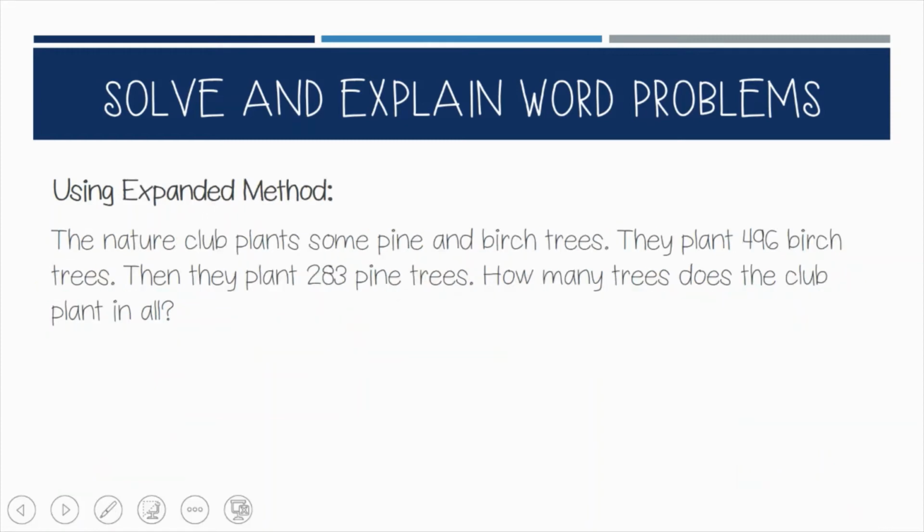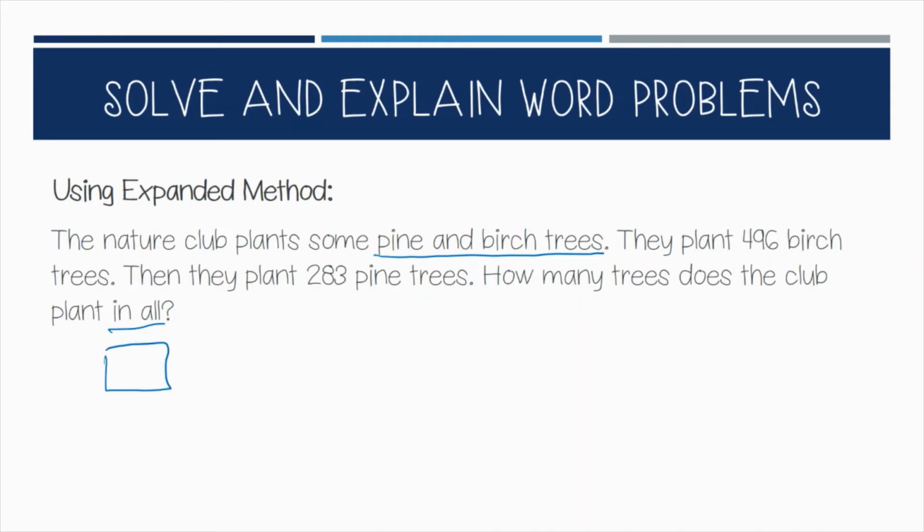In this problem, we're going to use the expanded method to solve. The Nature Club plants some pine and birch trees. They plant 496 birch trees. Then they plant 283 pine trees. How many trees does the club plant in all? So that's my clue word right there, in all. We know that they're planting pine and birch trees, and we want to know how many in all.